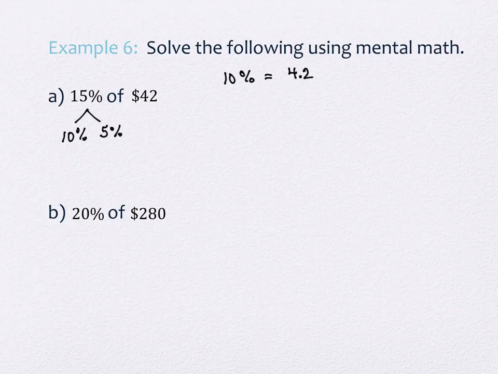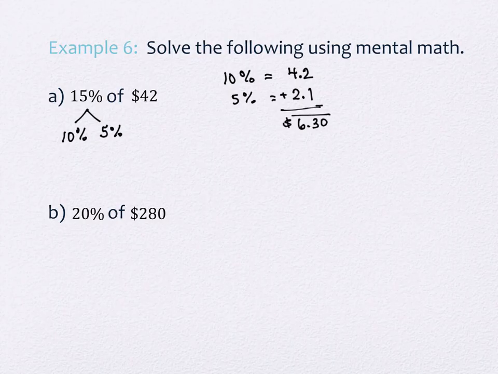5%. So if I know that 10% is 4.2, how can I find 5%? Half it. So 5% would simply be half of 4.2, which would give me 2.1. So if 5% is 2.1 and 10% is 4.2, what is the last thing that I would need to do to find 15%? Add them up. So we add these together and we'll get 6.3. And it's dollars, we'll put that clearly, and a 0 here at the end.